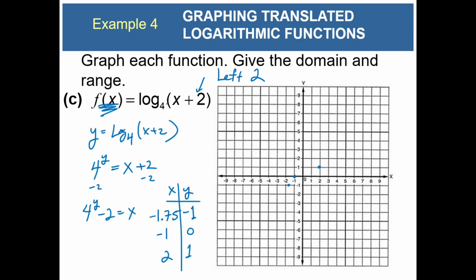Since our base is 4, we know this function is going to increase. And according to the graph, it does look like an increasing function as we approach the right. And we also have a vertical asymptote. So our vertical asymptote is shifted to the left 2 units, as you can see here. Let's state our domain. Our domain is negative 2, comma, infinity, and our range is negative infinity to infinity.